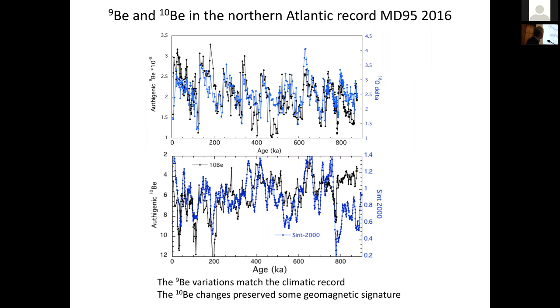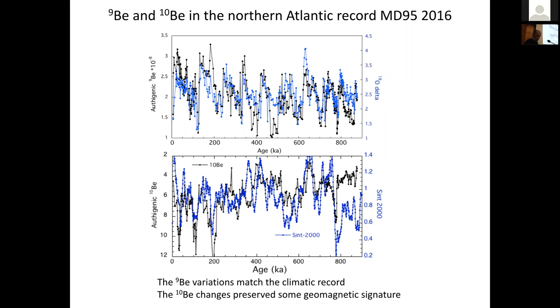Beryllium 9 duplicates the isotopic record, which means that in this specific case, beryllium 9 is clearly dominated by climate. And because this signal is much larger than the other one, of course, it's impossible to get a proper normalization and then a proper beryllium 10 production for this core.